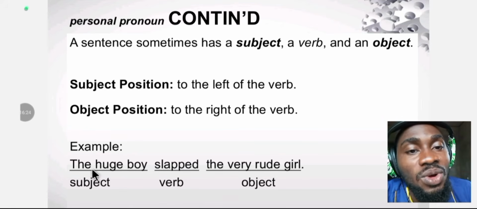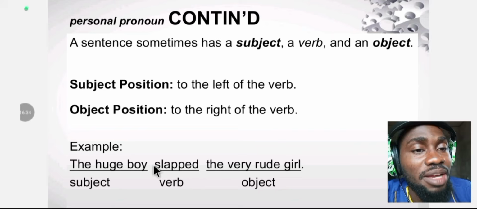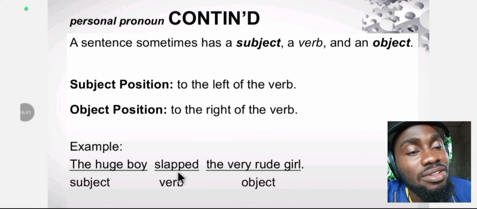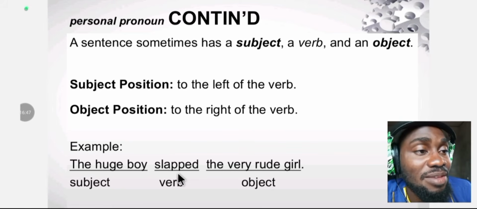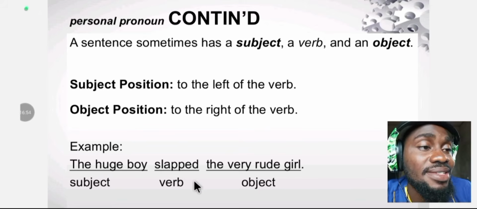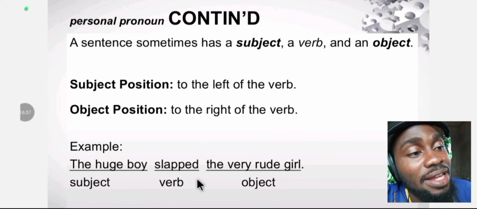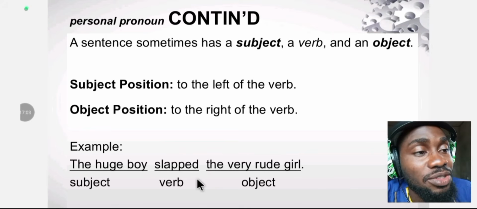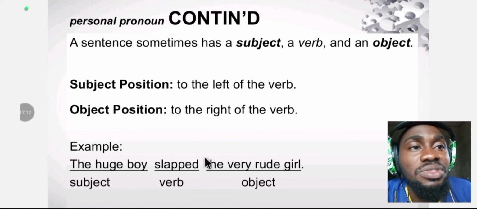So in this sentence, the huge boy makes up what? The subject, because it's located at the left-hand side of the verb. The verb here is slapped. Remember the properties of a verb: every word that has a present tense, past tense, and participle is a verb, and this is the past tense of slap. Slapped is an action word. If you have not taken my lecture on verbs, do well to look for that in the series and take it for a smoother understanding of this topic. On the right-hand side of the verb, the very rude girl makes up the what? The object. Let's move on to the next.